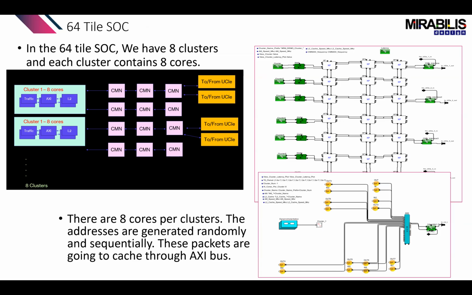In the 64-tile cluster, we have 8 clusters, and each one of them has 8 cores, and they're all connected to their caches using AXI buses. Now, again, you can notice we have 3 or 4 levels here. We have the XPs, we have the AXI, and the router here. At the top level, we have the UCIes, and then we have the XPs. We're connected to memories. So you can actually have multi-levels of interconnects in one single model.